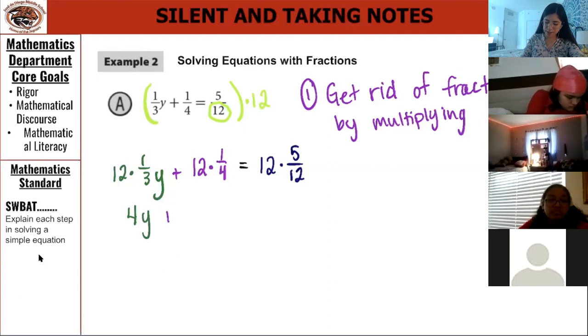Now let's do the same exact thing over here. Now I'm doing 12 times 1 is 12. And then you divide that by 4. So 12 divided by 4 is 3.